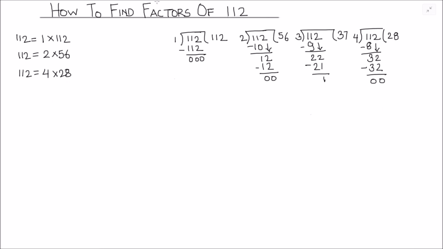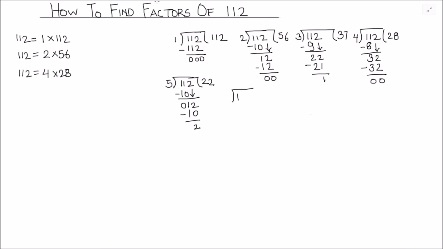Next we'll divide 112 by 5. 5 times 2 is 10 and we got 1 as remainder. Then we'll drop down 2. 5 times 2 is 10 and the remainder is 2. So 5 is not a factor of 112.